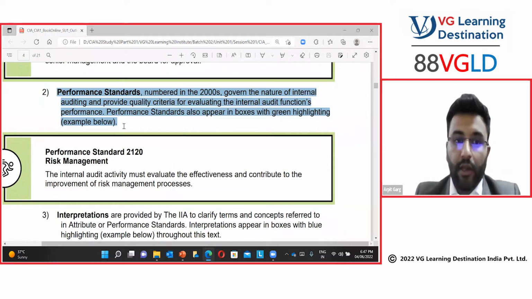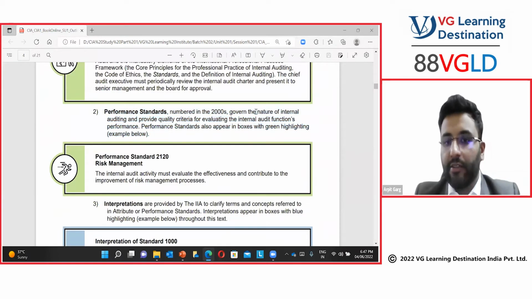Right. Thank you, Rohit. So as I said, folks, performance standards cover the nature of internal auditing and provide the quality criteria. So it will tell what are the different types of engagements that we do. Risk management is one part of it. It will also provide the quality criteria for evaluating the internal audit function's performance. Like we discussed, whether the engagement planning was done or not, whether the sampling was done or not, whether the communication of results was done to the right people or not, whether a follow-up was done properly or not. All that is part of performance standards. These are the different things that get covered in performance standards. It also gives the quality criteria to evaluate the internal audit function's performance around that.